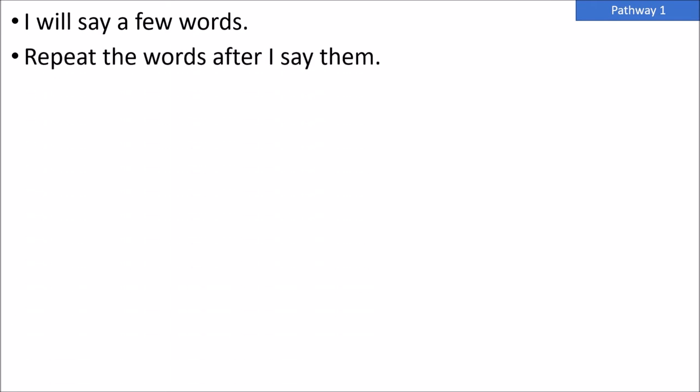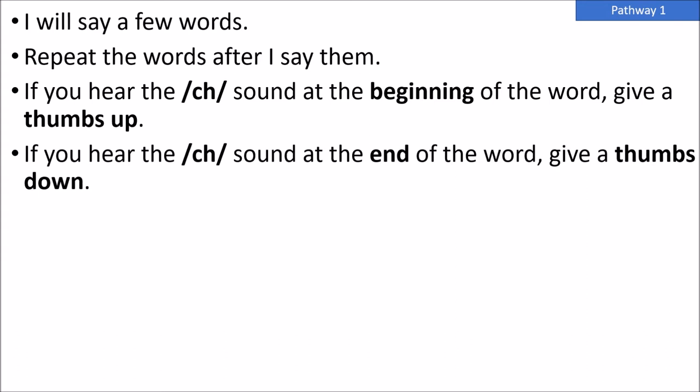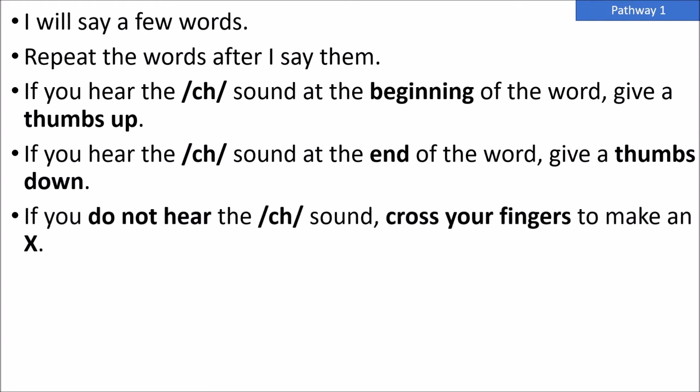I will say a few words. Repeat the words after I say them. If you hear the ch sound at the beginning of the word, give a thumbs up. If you hear the ch sound at the end of the word, give a thumbs down. If you do not hear the ch sound, cross your fingers to make an X. The first word is chair. Thumbs up, thumbs down, or do you cross your fingers to make an X? Chair.